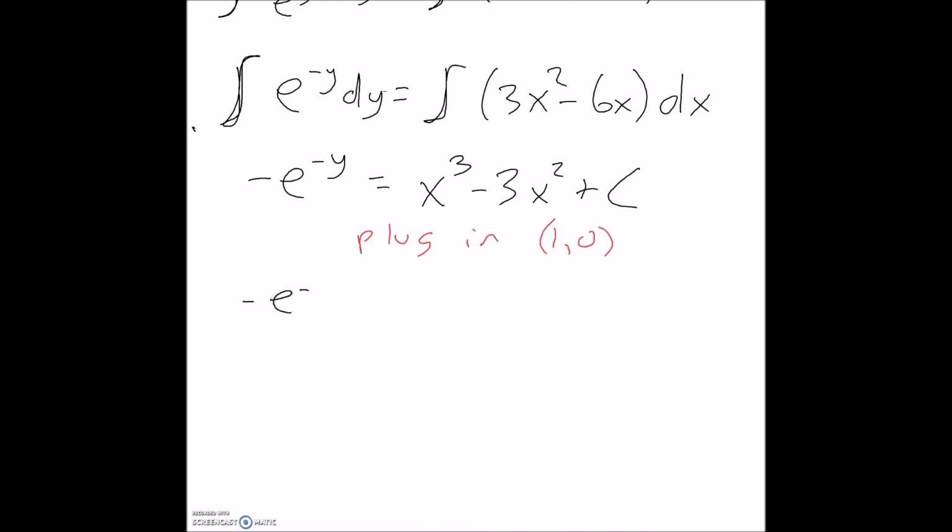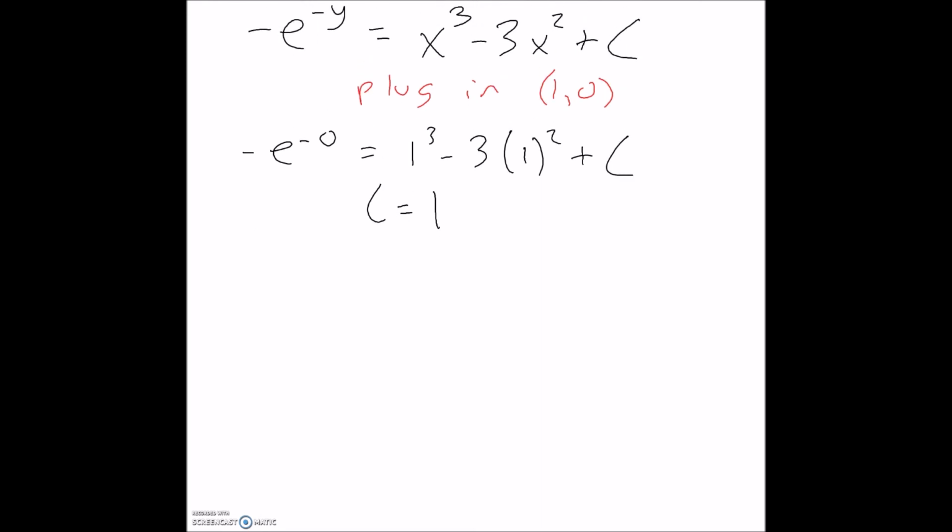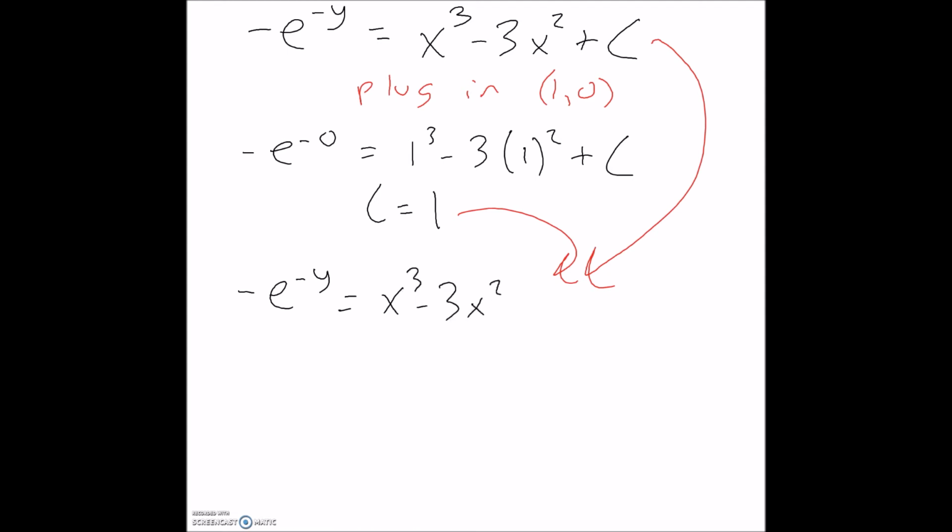So we get negative e to the negative 0 equals 1 cubed minus 3 times 1 squared plus c. When we solve for c, we get c equals 1. So what we do now is plug c into the original equation. We take the equation and plug in c, so we get negative e to the negative y equals x cubed minus 3x squared plus 1.